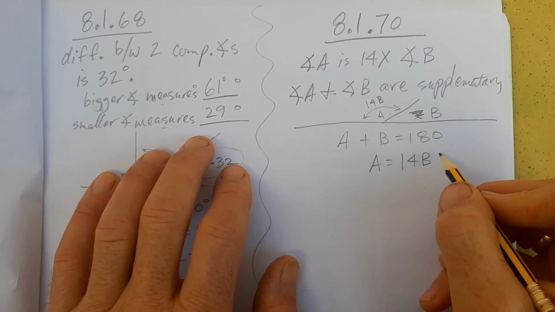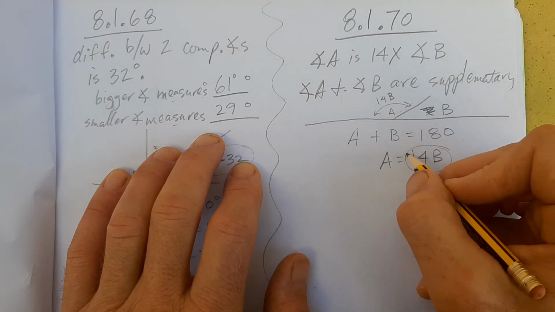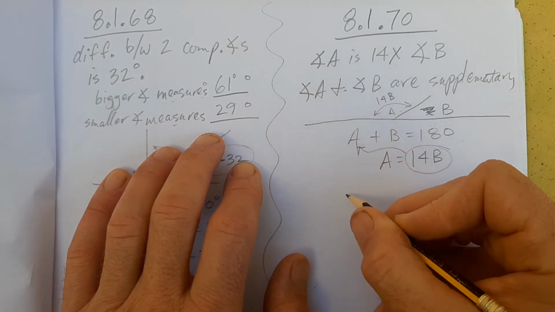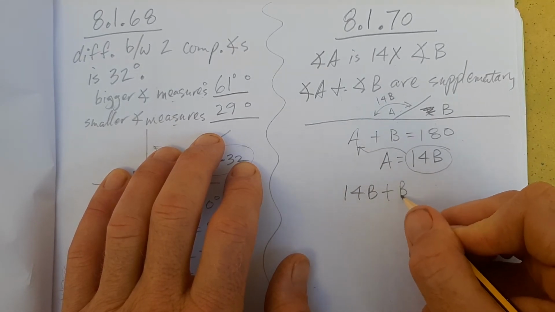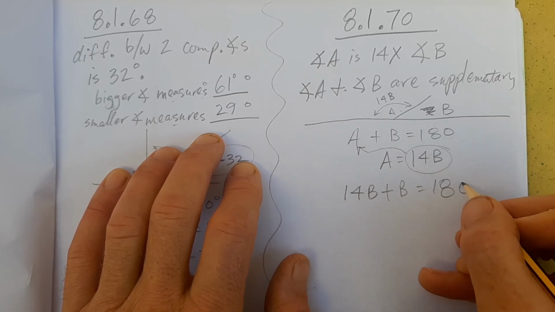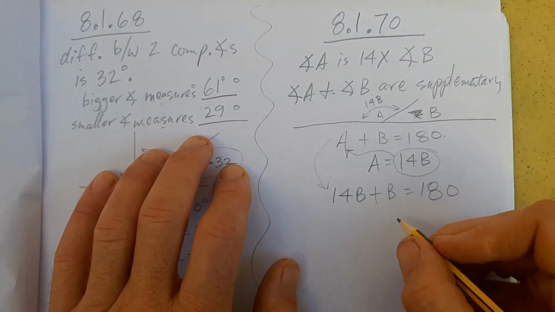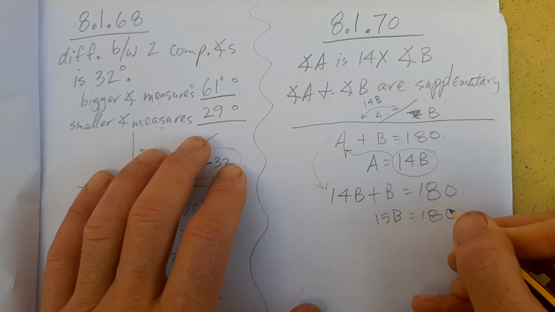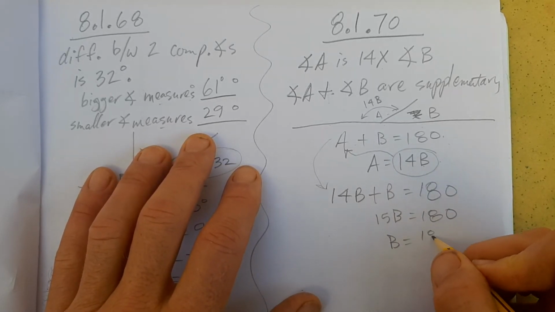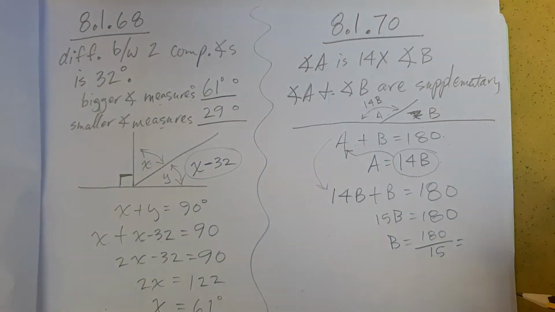Okay, so you got two equations, and I can use substitution. Remember back to systems of equations? No, Mr. Chad, no. Okay, so we'll substitute this right here. So I have angle A, 14 times B, plus angle B equals 180. Two equations, substitute, and solve this one. Combine like terms, 15B equals 180. B equals 180 divided by 15. Oh no, what is that? I think that's 12.